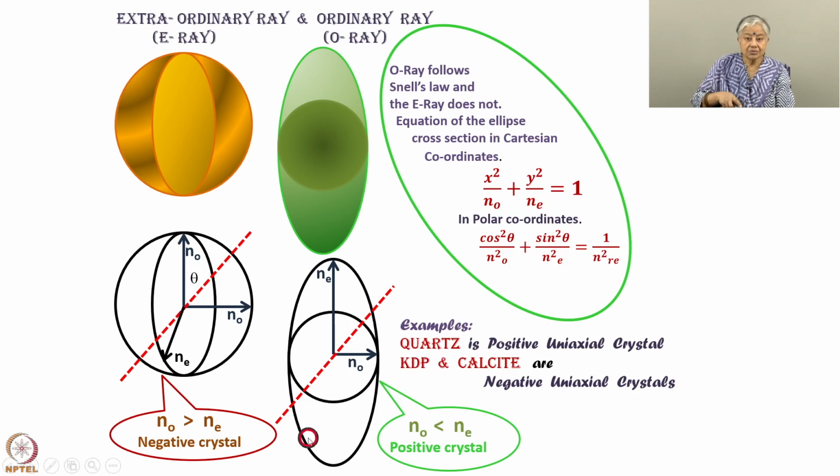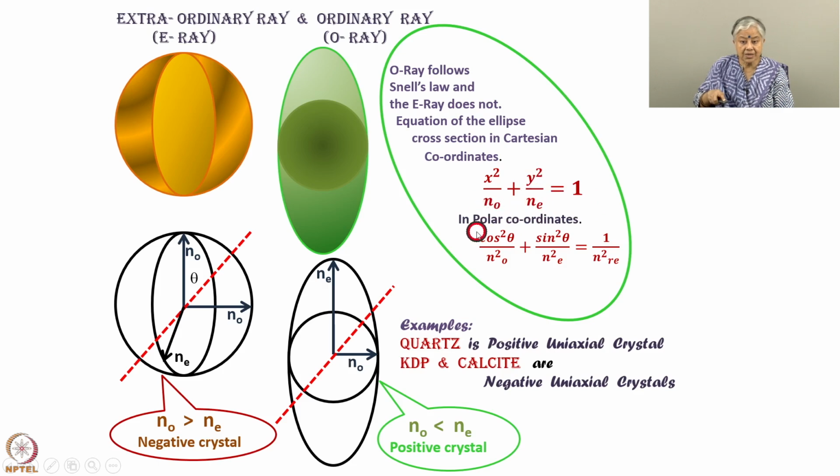Here I have just put down that the O ray follows Snell's law and the E ray does not. The equation of the ellipse cross section in Cartesian coordinates is this. See, it is this ellipse, or even this ellipse. I have just taken a cross section of this ellipsoid. And the equation of an ellipse is x square upon n0 square plus y square upon ne square equal to 1. These are the principal axes of the ellipse.